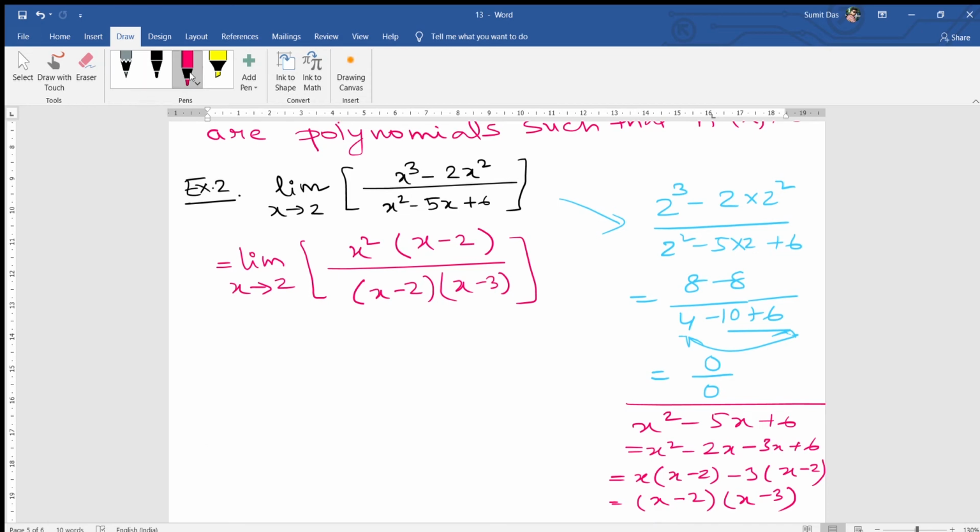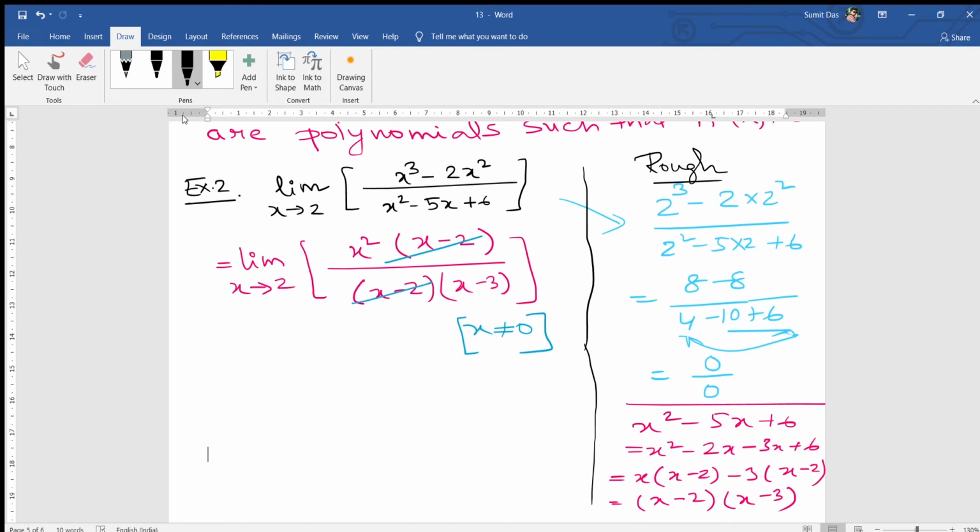Okay, now we can easily see x minus 2 we can cancel, x minus 2. Because here x tends to 2, x is not equal to 2. Whenever we do this, we always have to mention it like this: you have to write inside the bracket x not equal to 2. And this work is under rough. This is rough work.